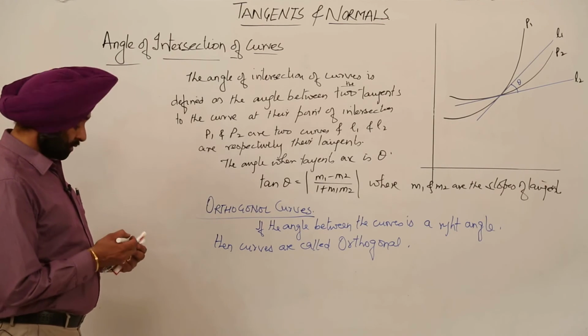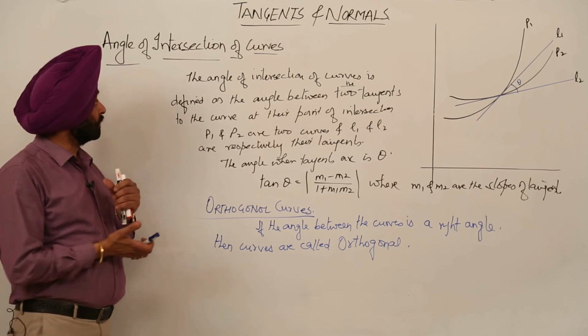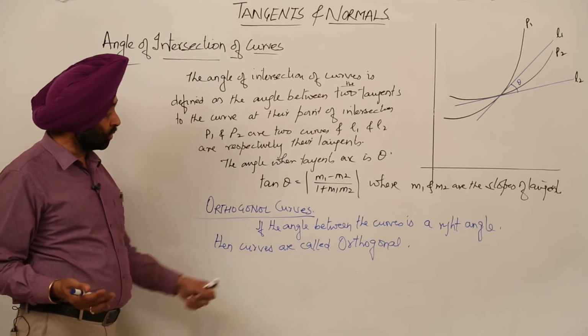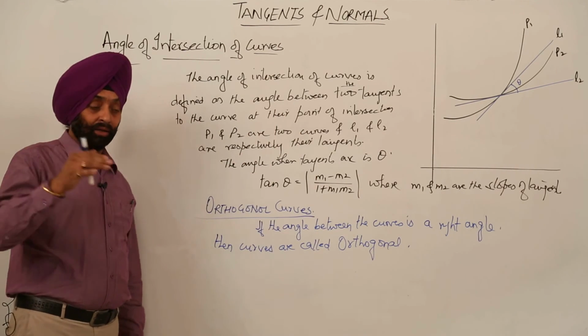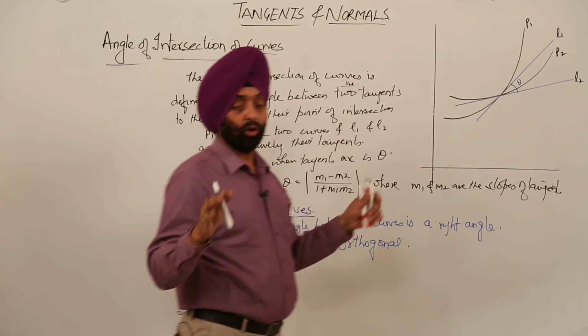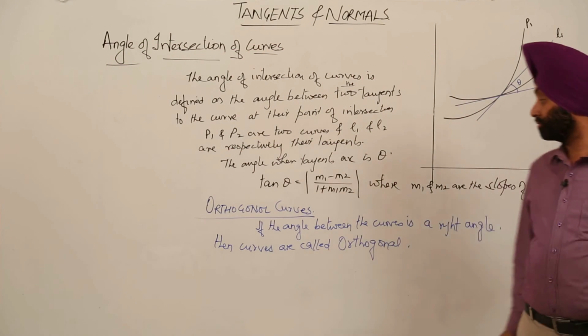Simple. So if we have to find the angle of the intersection of the curves, then we have to go for this formula, and we should be having the slopes of the desired tangents. Okay. So this is the thing.